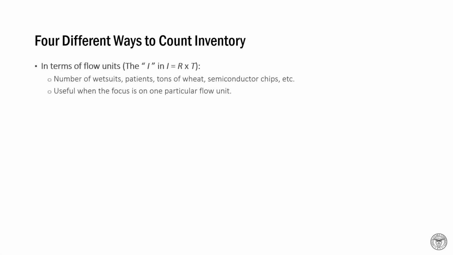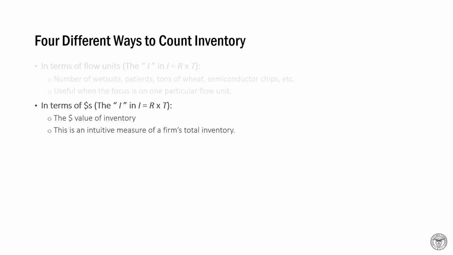Inventory in operations management can be counted in 4 different ways, each serving a different purpose. The first way is in terms of flow unit, such as the number of white shoes, patients, tons of wheat, or semiconductor chips. This method is useful when focusing on one particular flow unit. The second method is in terms of monetary value, representing the total worth of the firm's inventory.